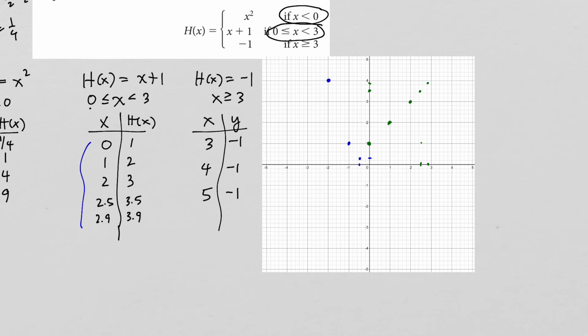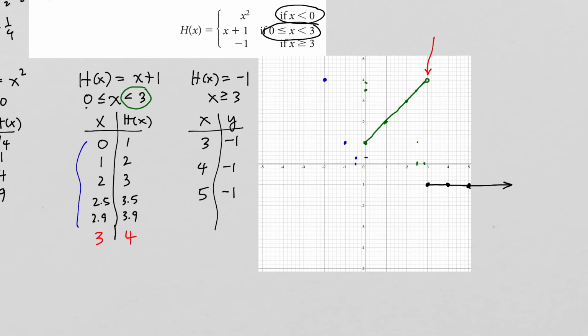And then for the last piece, which I'll do in black, we have the point 3, negative 1, 4, negative 1, 5, negative 1, and this continues. So this last piece looks like this, okay? The piece in the middle, if I connect these points, you'll notice that it's going up, up, up, getting closer and closer to this point here, but I have to put a circle there because remember, at 3, we cannot actually plug in that number. Now let's pretend for a minute. If we did plug in 3, 3 plus 1 would have been 4. Okay, so that's that point right there.